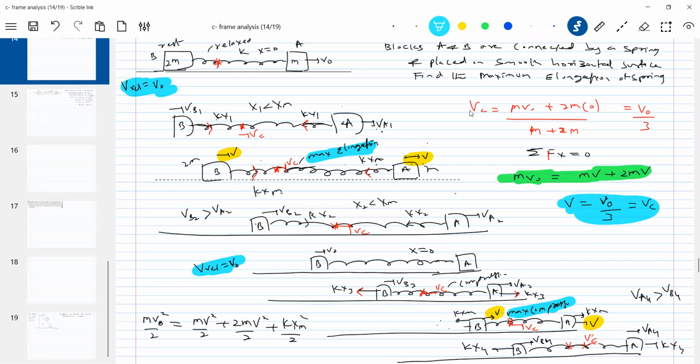So what is XM, maximum compression or elongation? Both are same. Are you getting the idea? Even in maximum compression, we'll have the same velocity, sir. Yeah, therefore here you see V naught equal to VC. V equal to V naught by 3 and velocity of center of mass also V naught by 3.